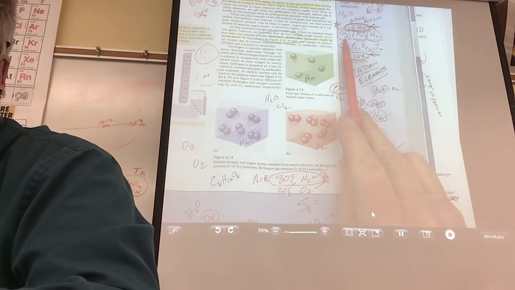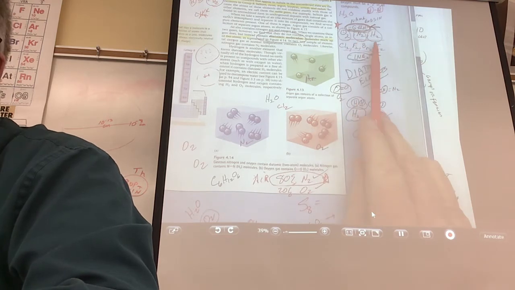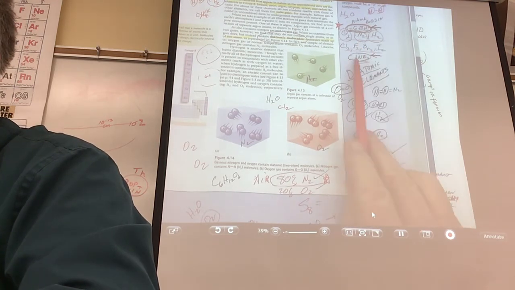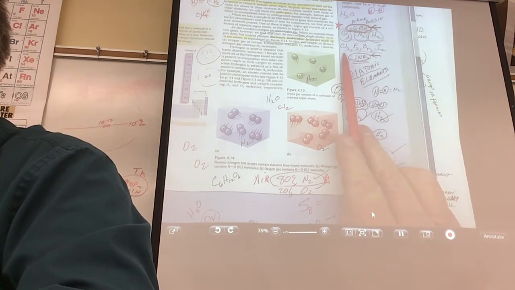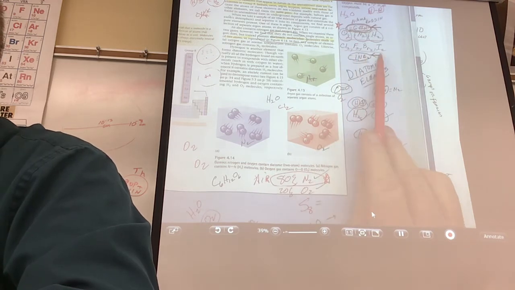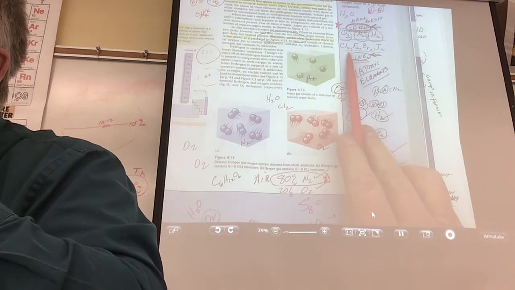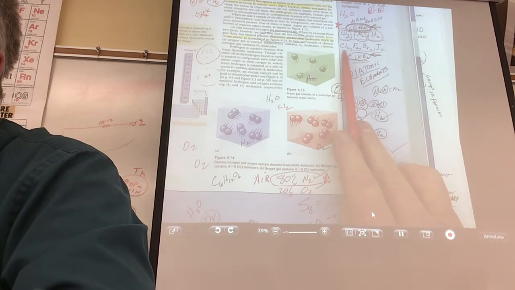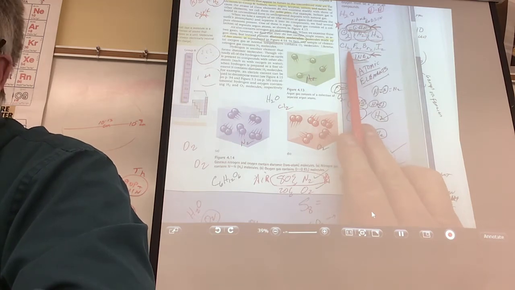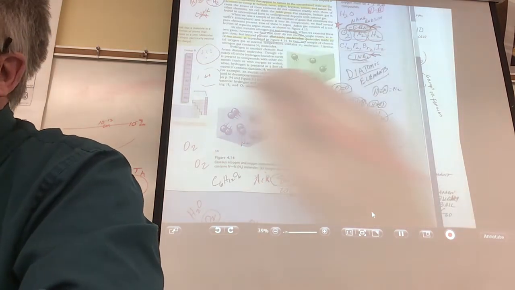O2, oxygen, nitrogen, hydrogen, and what about the enes? Chlorine, fluorine, bromine. See that? And I wrote 2 here because what's that little subscript mean? It means there's how many chlorines are here? How many chlorines are in this thing? 2.